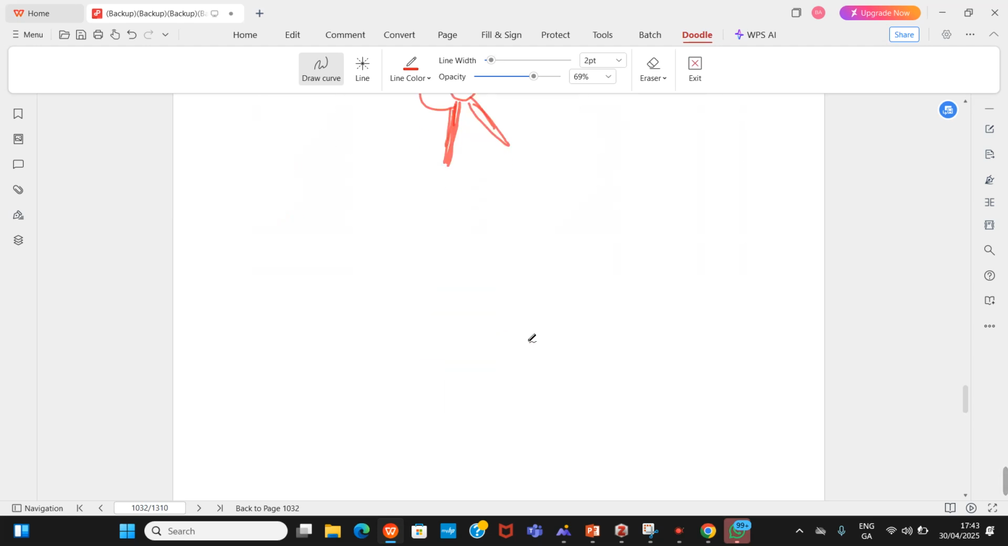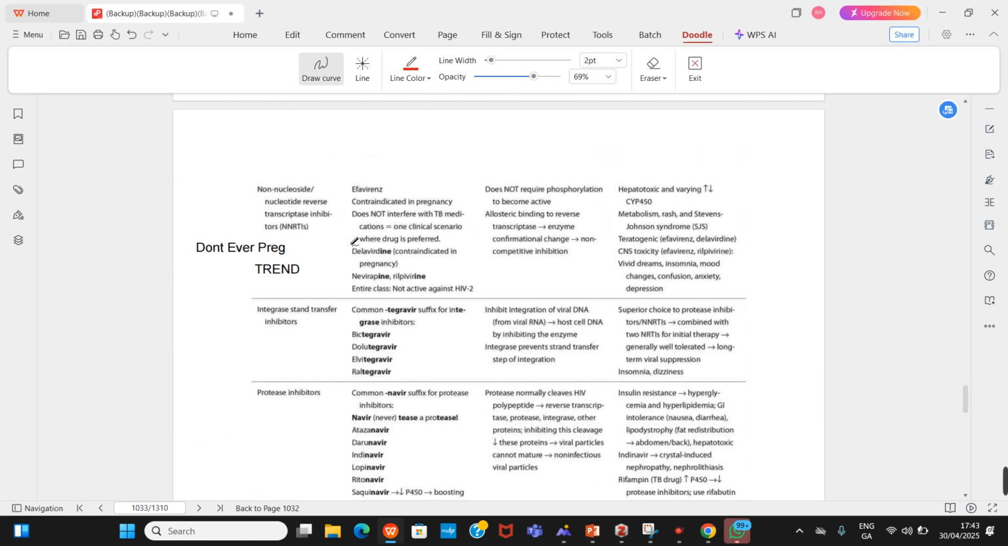So, moving on to the next one, which is what? The non-nucleoside reverse transcriptase inhibitors. Now, the example here is TREND. There's nothing like the T. I just added the T to make it make sense. So the R is rilpivirine, the E is efavirenz, the N is nevirapine, and the D is delavirdine.